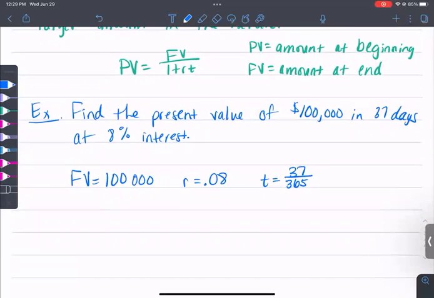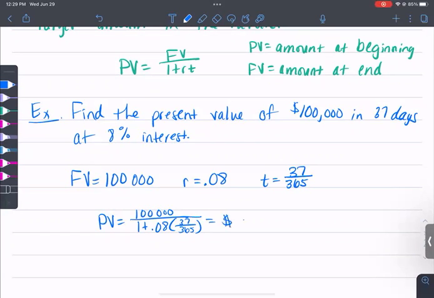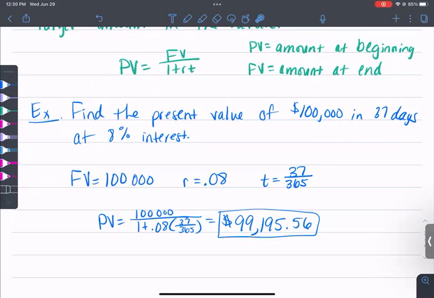So from our present value formula, we would do 100,000 divided by 1 plus 0.08 times 37 over 365. That calculation would be 99,195.56. So if you had some bank account where you could put money at 8% interest and leave it for 37 days, this is the amount you would deposit. And by the end of the 37 days, it would have matured to 100,000.